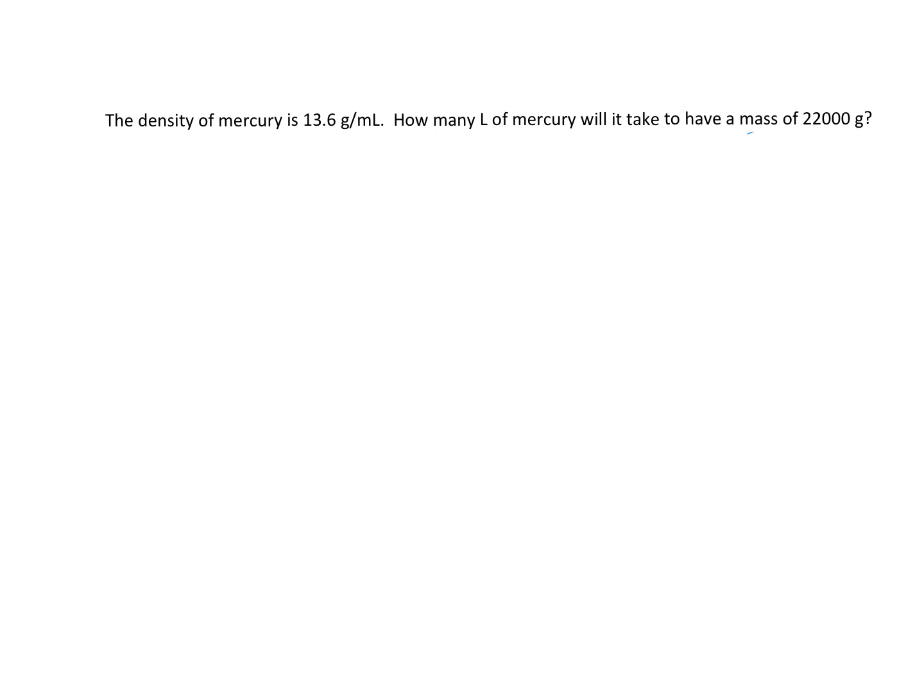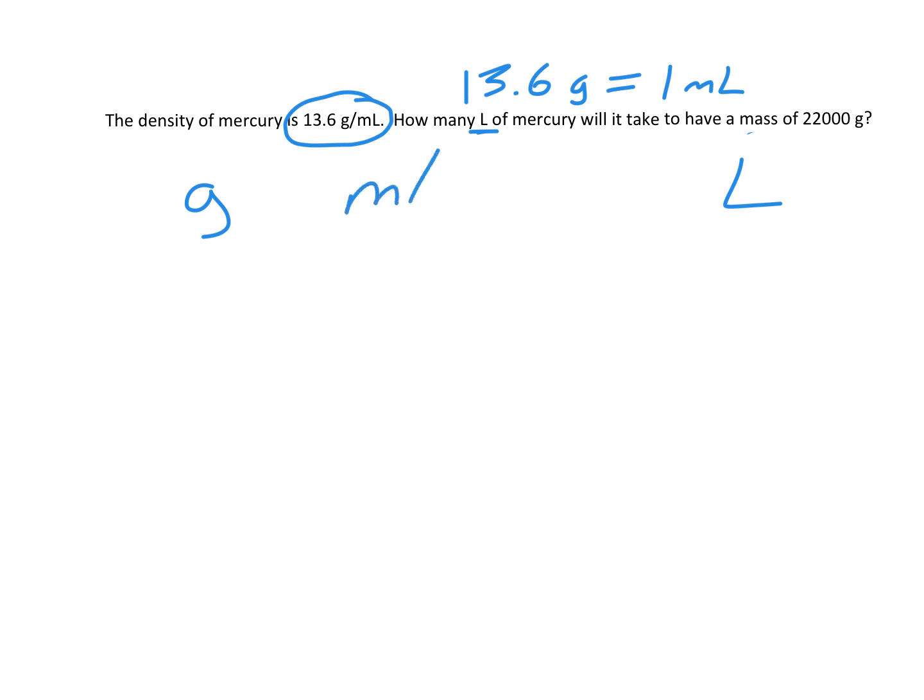So initially, we're starting with grams, and our goal is to get to liters. So we want to find a way from grams to liters. So here's what we're going to do. This density tells us that there's 13.6 grams, and it's implied that that's for every 1 milliliter. So that is a conversion we can now use. So that's going to get us some grams to milliliters. And then we know a way to get from milliliters to liters using metric conversion. So this is going to be a two-step conversion. And so we're going to go through this process.